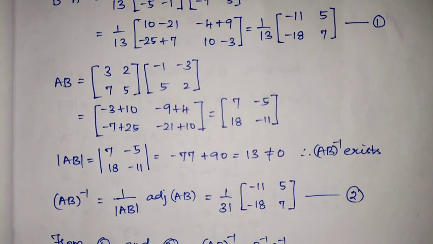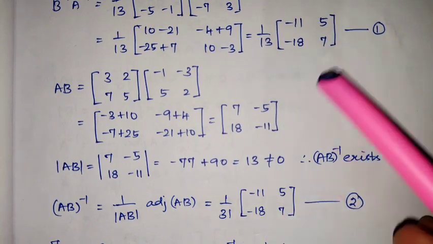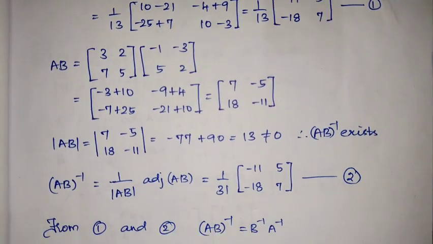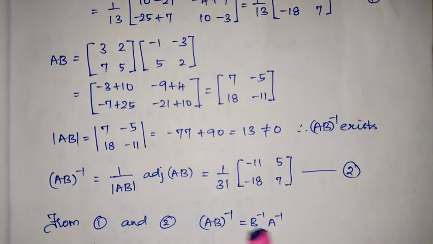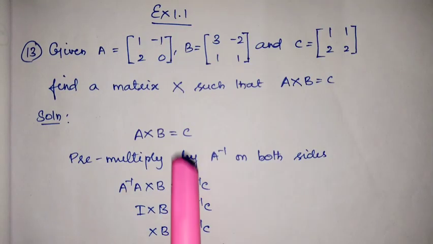I'll show you what is 1 also. See here, 1 and 2 both are same. So from this we can say that (AB) inverse is equal to B inverse into A inverse.